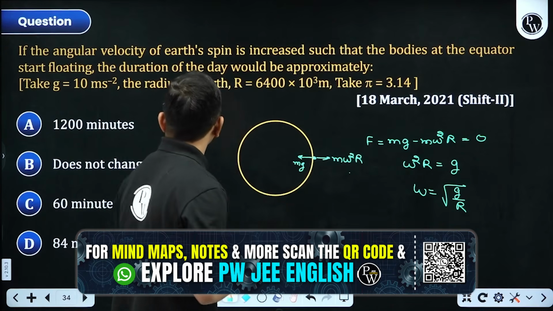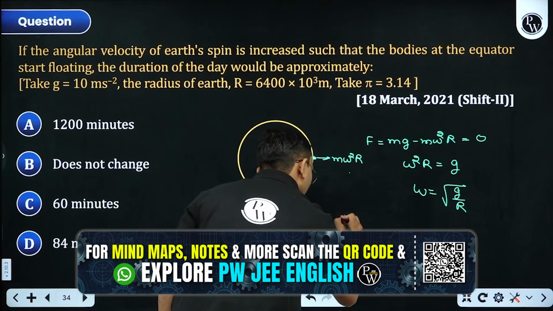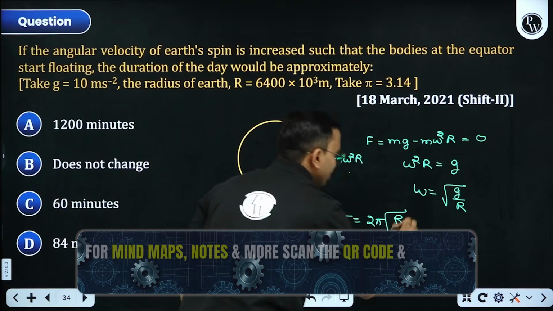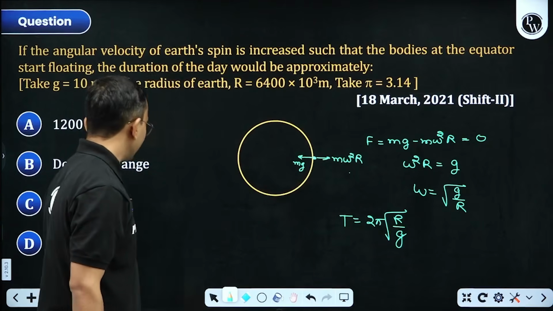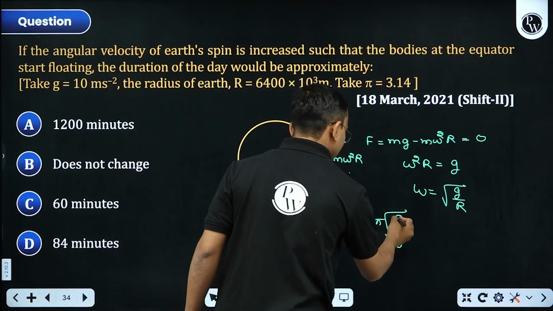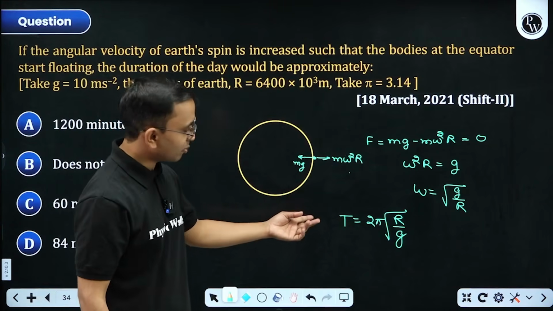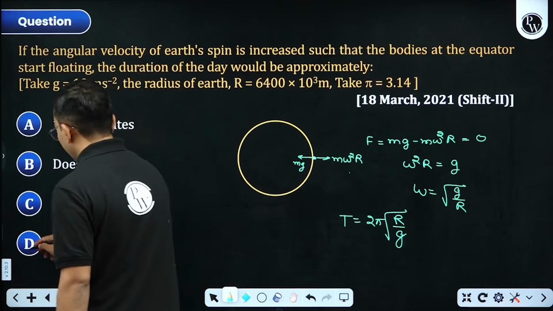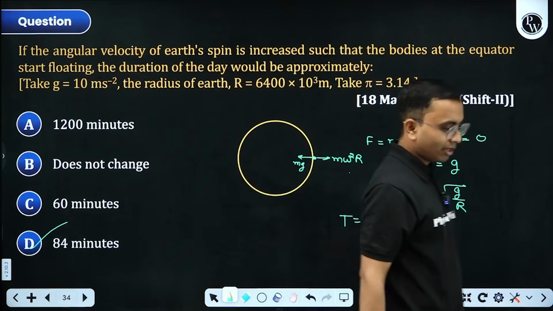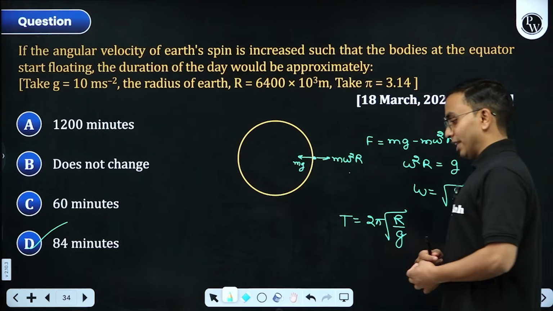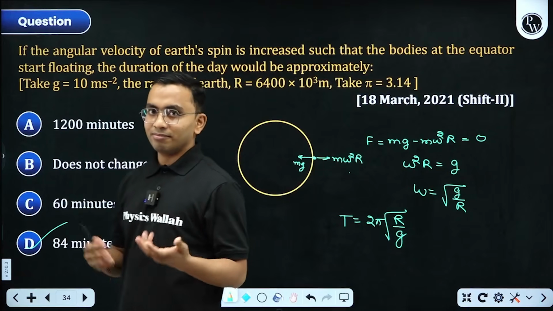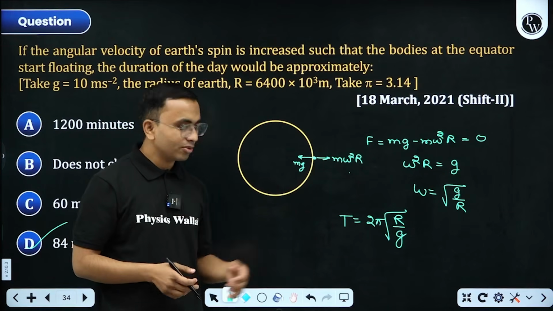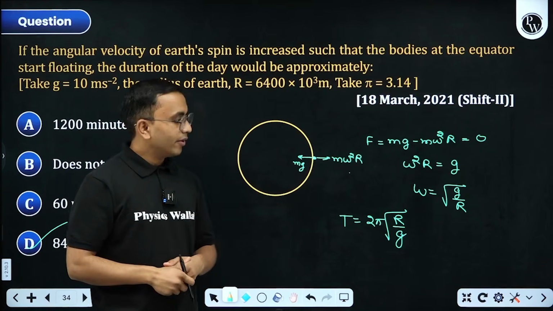And if you write the time period, it is 2 pi root r by g, and this will come out to be approximately 84 minutes. This expression 2 pi root r by g, seen many times, many places. It will come to this in oscillations also. If a tunnel is there, along the diameter or along the chord, the time period of oscillation comes out to be this 2 pi root r by g.